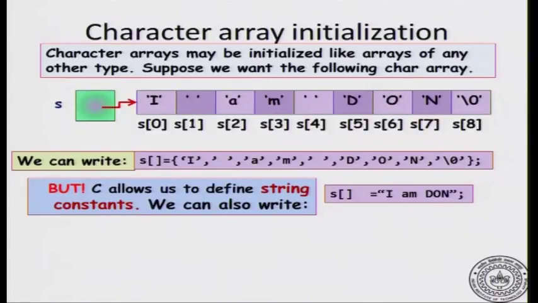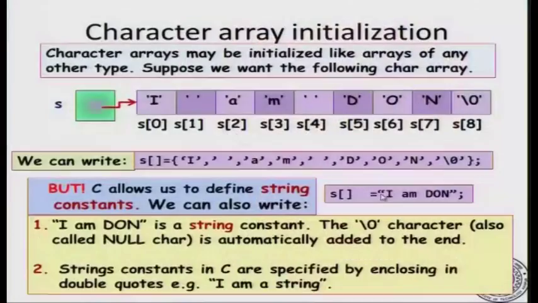So, in order to initialize a character array, I can also write char S square brackets is equal to "I am down", but this time within a pair of double quotes. So, "I am down" is a string constant. In every string constant, that is, in a string enclosed in double quotes, the null character is automatically added to the end. I want you to note this difference: here we explicitly gave a null character at the end, here you do not have to give that.